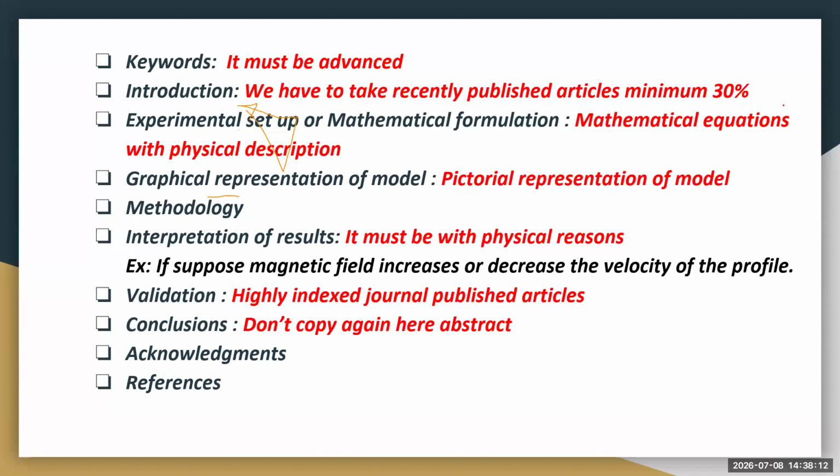So minimum 30% recent means the last 1 or 2 years you have to take minimum 30%, and for the last 5 years you should maintain minimum 60 to 70%. Then there is a possibility that our article will go for review. Otherwise, most of the time people get rejections in the initial stage.